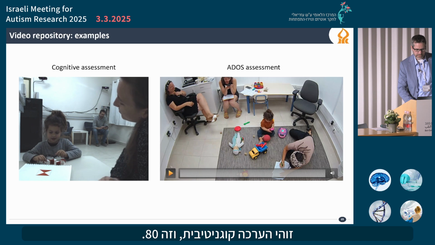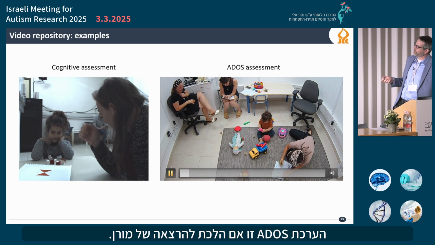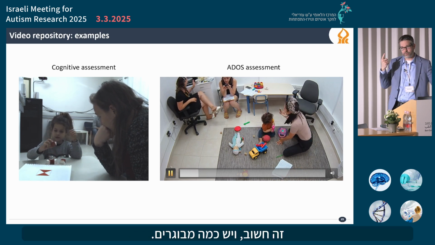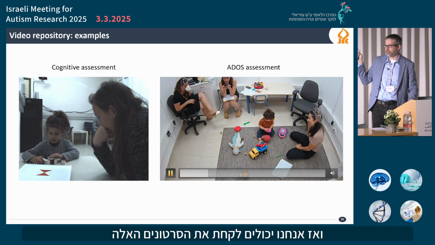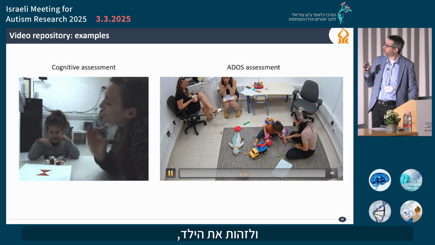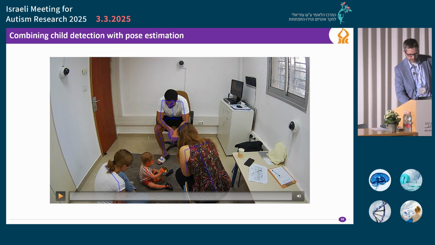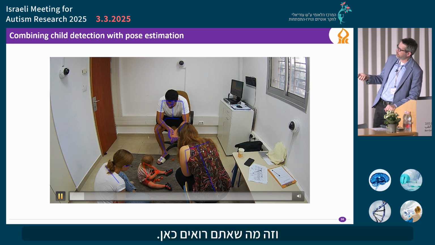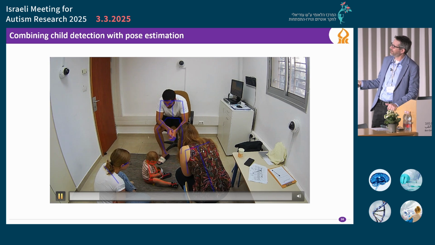This is a cognitive assessment, and that's an ADOS. You actually already saw this ADOS assessment if you went to Moran's talk. Right, so there's typically one child in the room, that's important, and there are multiple adults. And then we can take these videos and run a bunch of AI magic and identify the child, separate them from the adults, and extract their skeletal movements. And that's what you're seeing here. This is just 4 or 5 years of work, and you can do this.